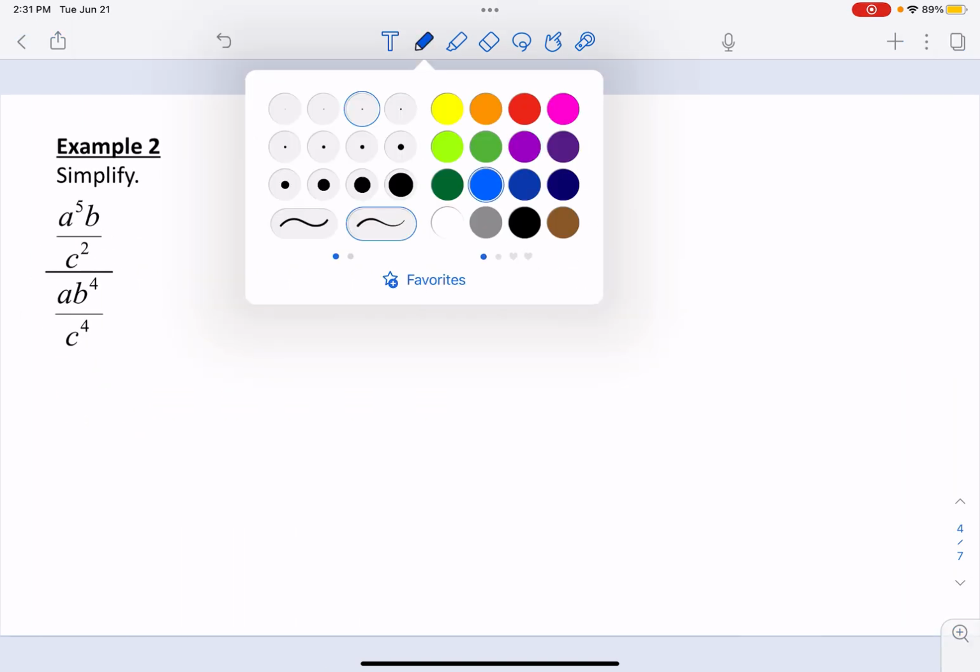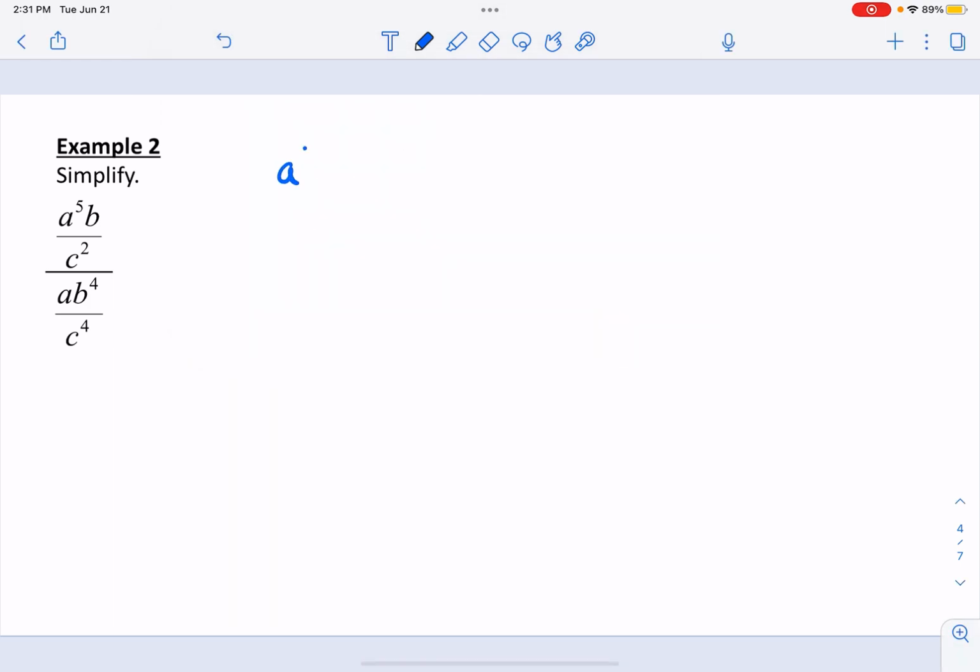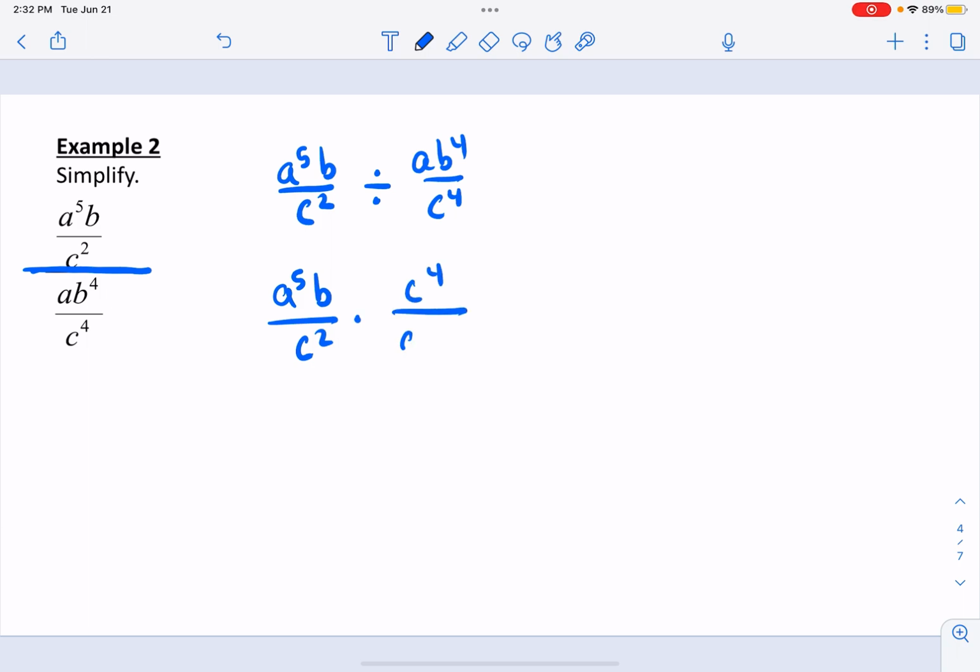Okay. So I have a to the 5th b over c squared divided by, I sometimes like to make that divided by bar really obnoxious so that you know it's there, divided by a b to the 4th c to the 4th. Now remember, in that dividing section we did change the multiplication and flip. And then now we cancel, okay?